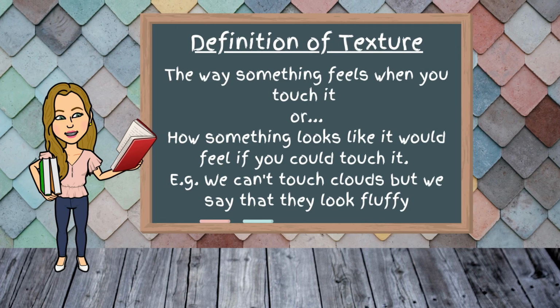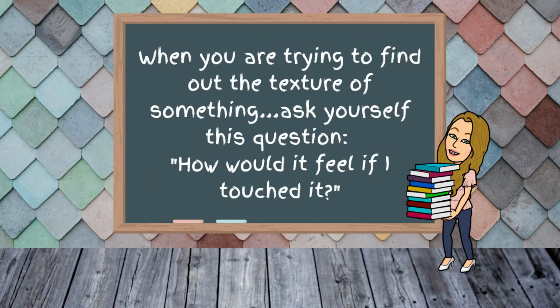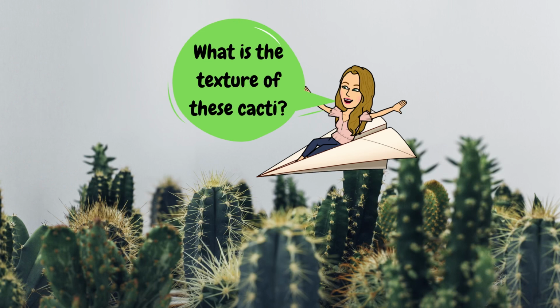Texture. Definition of texture: the way something feels when you touch it, or how something looks like it feels. For example, we can't touch clouds, but we say that they look fluffy. When you are trying to find out the texture of something, ask yourself this question: how would it feel if I touched it? What is the texture of these cacti?